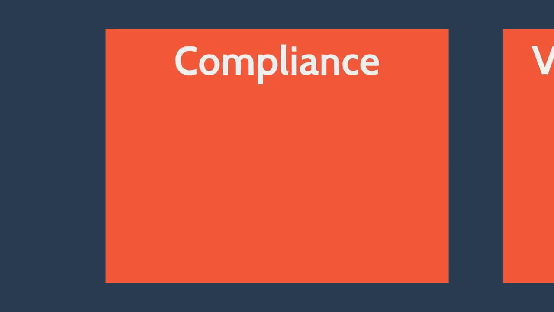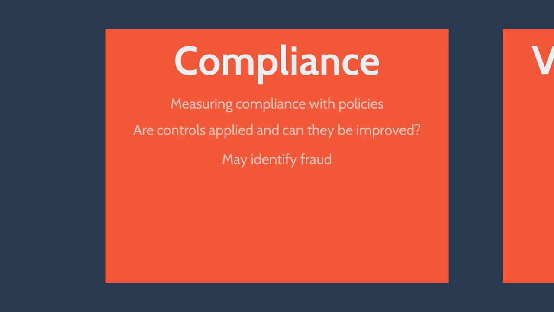Now, this is the kind of thing that you would think of when you perhaps think of internal audit from a very dictionary definition sense. This is what most people might assume internal audit to be. It's all about checking that procedures, that policies, etc. are being complied with. Checking that controls are being complied with, that they are applied effectively, and also identifying areas where they can be improved. And this can also help the organization to identify fraud.